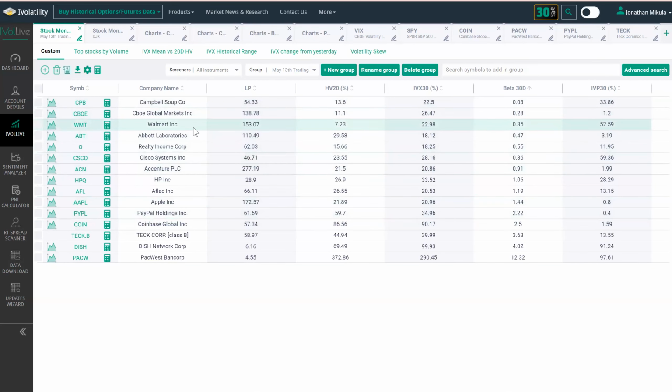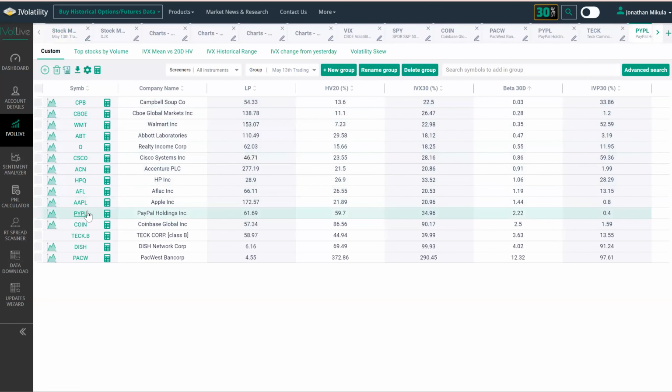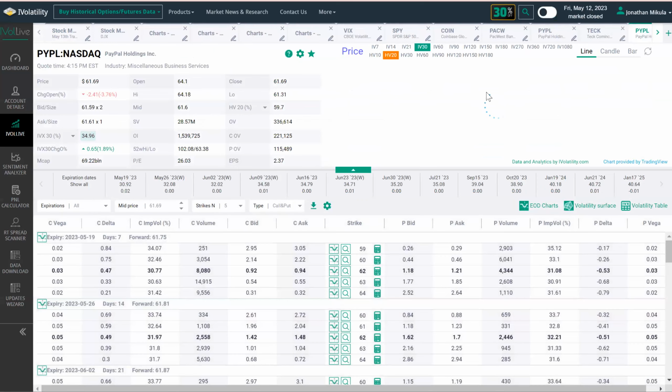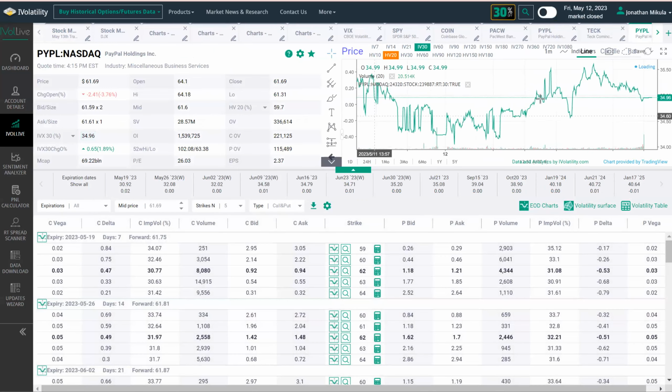So now, let's say we want to jump a little bit deeper. One thing I thought was interesting was PayPal, prior even to adding it to this list. The reason is they just put out their earnings. When you click on a particular name, you could see with PayPal all of our fundamental information here on the left, things like price, IVX, market cap.